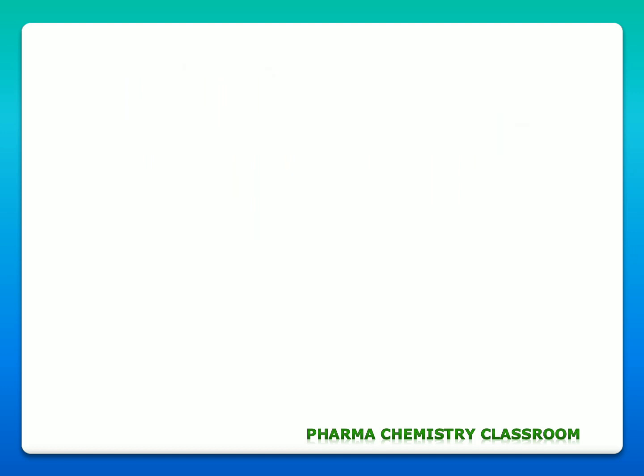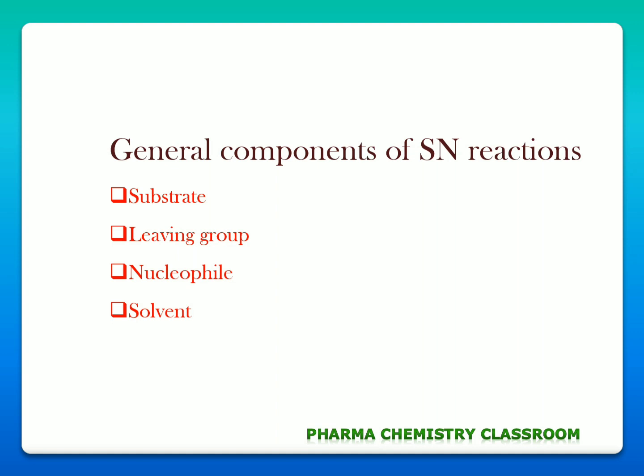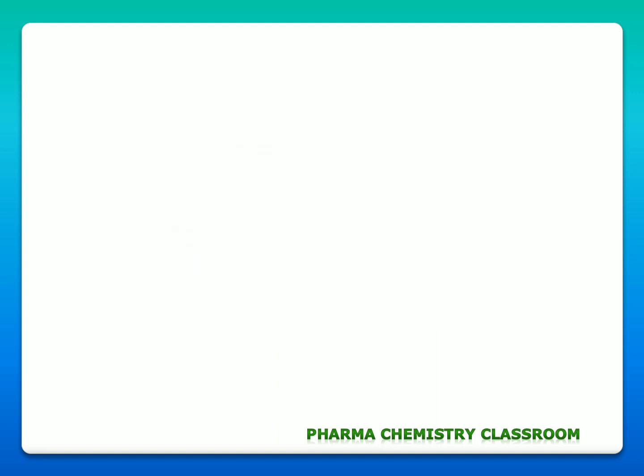Now we will see the requirements for a nucleophilic substitution reaction to take place. That is, the general components of an SN reaction. First is the substrate, second the leaving group, third the nucleophile, fourth the solvent. Now we will see each component in detail.